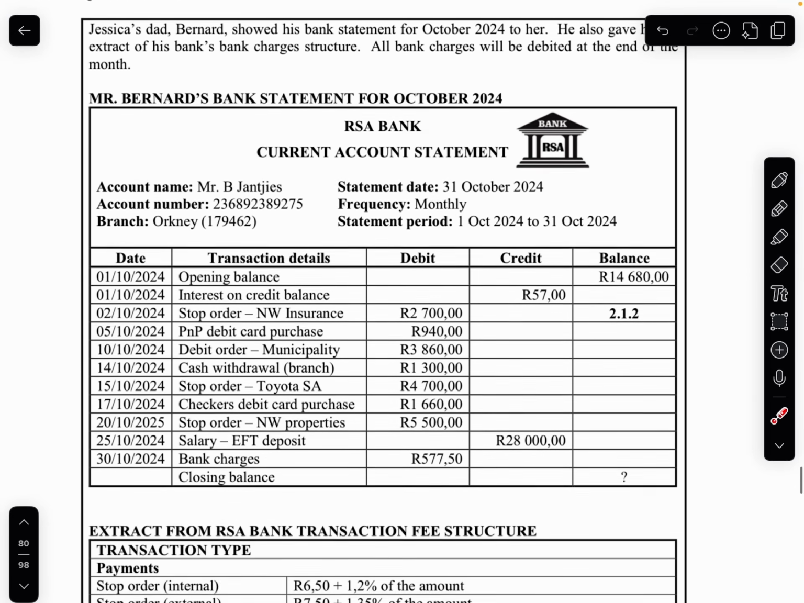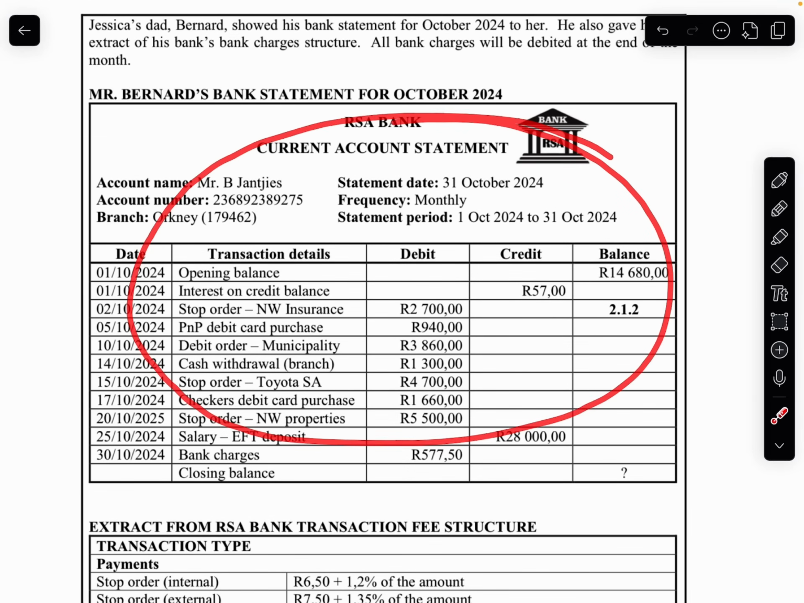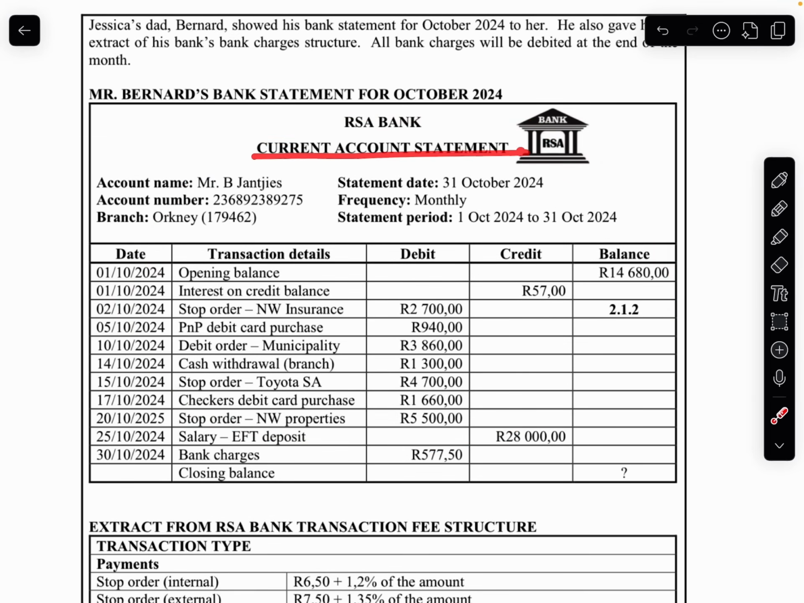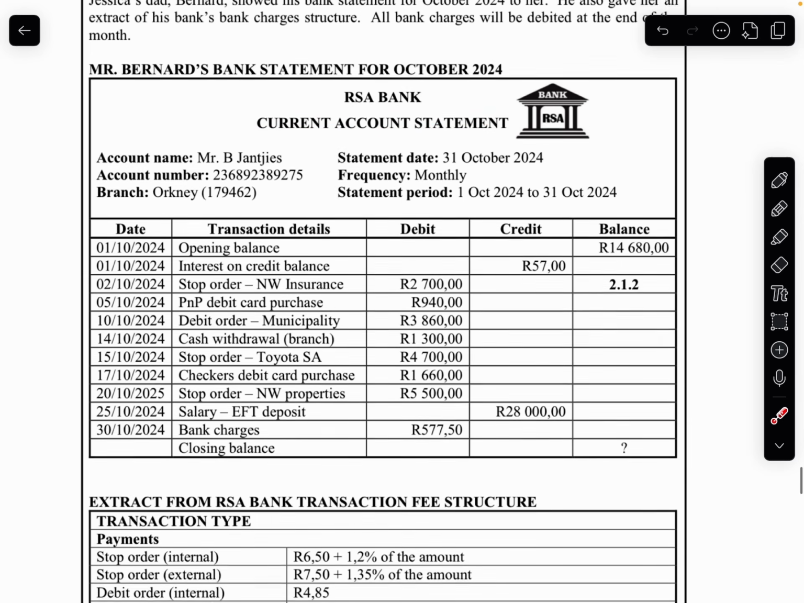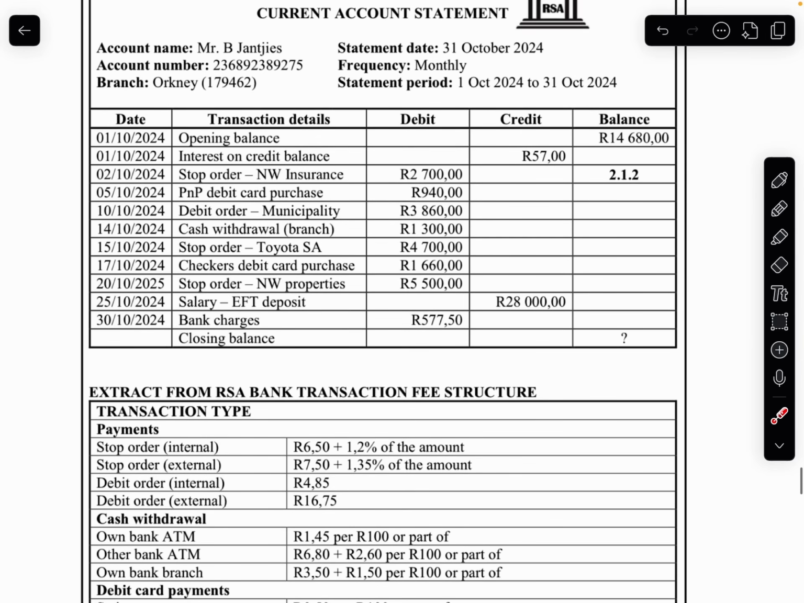Guys, this question, we use the annexure, right? This is the bank statement. It's a current account bank statement, current account, which means it's the type of account. And then here are the debit, which is the money that is going out. These, the credit, is the money that is coming in the account. This is the balance. This is an opening balance on the 1st of October there, right? Money coming out, money coming in.